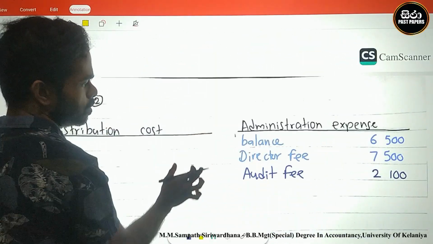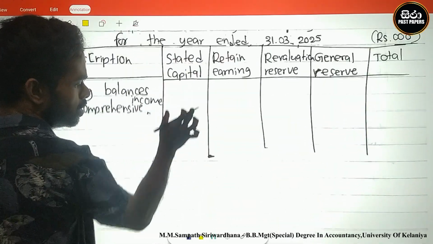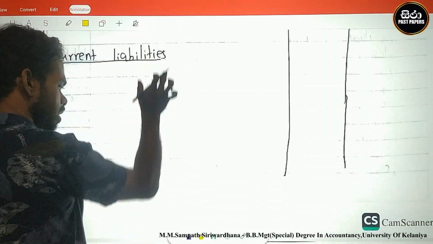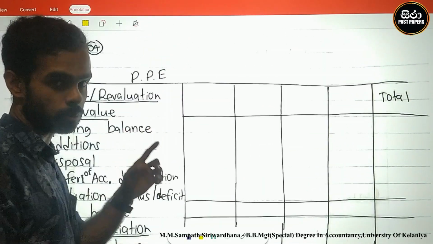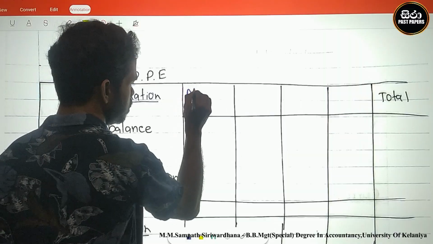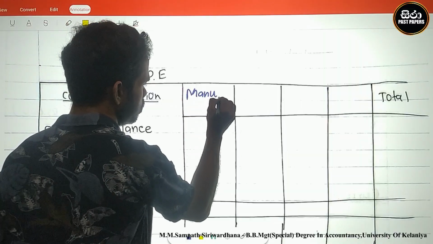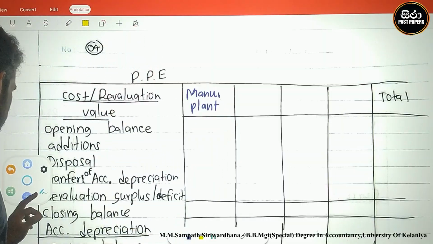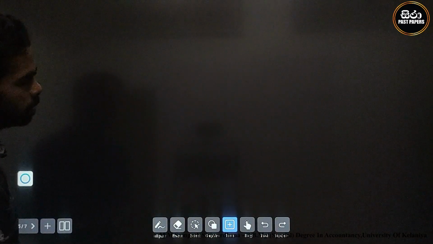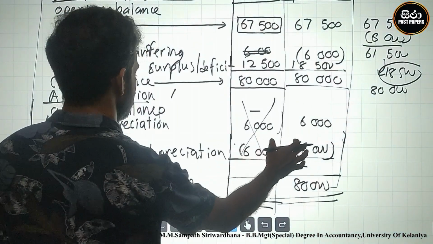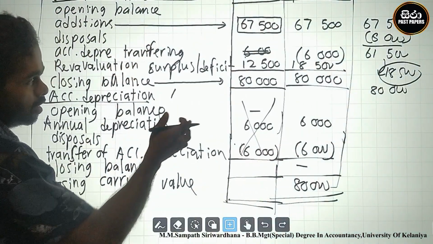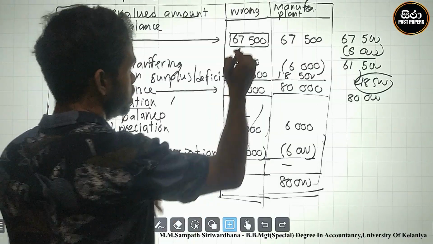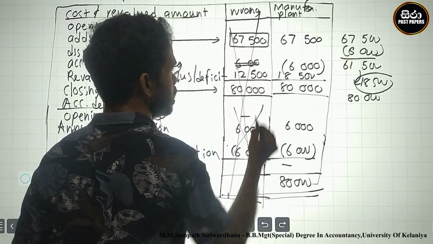Property, plant and equipment. Notice there, we must identify the schedule of property, plant and equipment. The first asset is manufacturing plant. We can copy the correct values. Look here, there's the manufacturing plant. We can copy that schedule. Okay, look here, there's an addition. This is the wrong one. This is the actual figures.